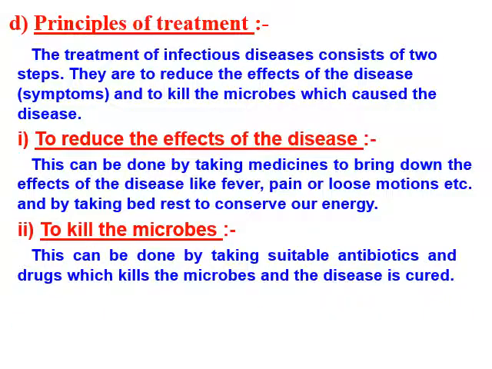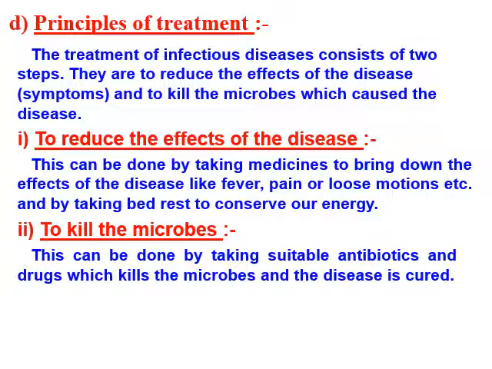If the disease is there, what is the principle behind the treatment? The treatment of infectious disease consists of two steps. They are to reduce the effect of the disease or symptoms, and kill the microbes which cause the disease. First is to reduce the effect of the disease or symptoms. This can be done by taking medicine to bring down the effects of disease like fever, pain, loose motions, etc. and by taking bed rest to conserve our energy.